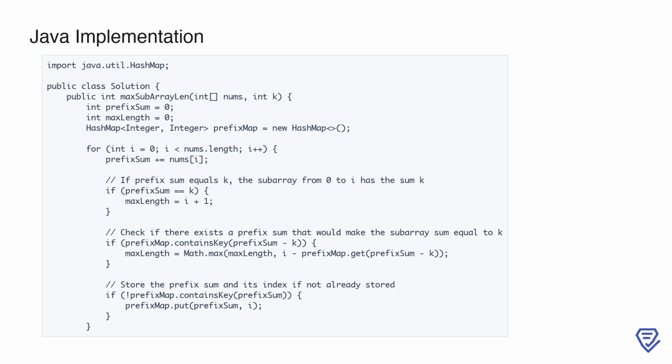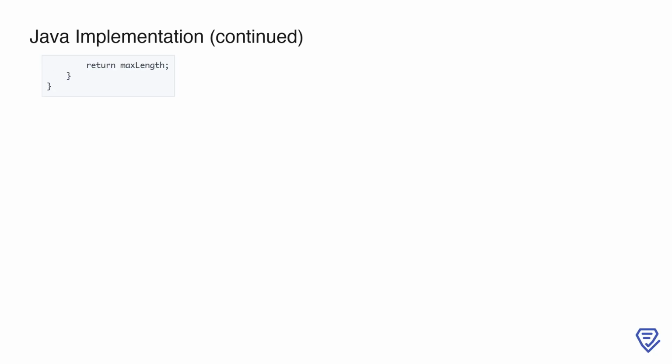We then compare this length with maxLength and update it if necessary. Finally, we ensure the current prefix sum is added to prefix map along with its index, but only if it hasn't been stored before, to preserve the smallest index for each prefix sum. The function concludes by returning maxLength, which holds the length of the longest subarray with a sum equal to k.